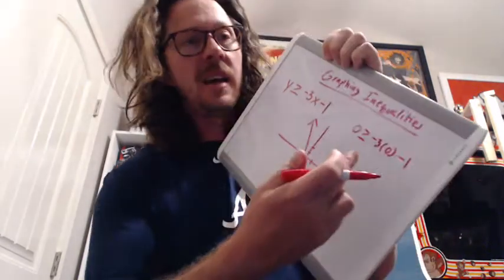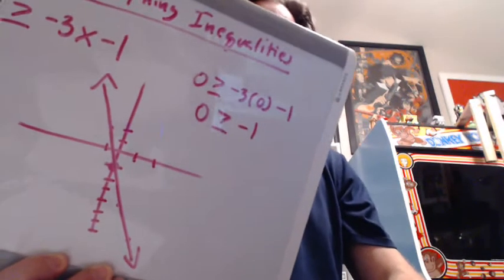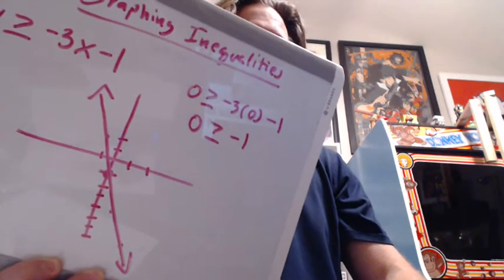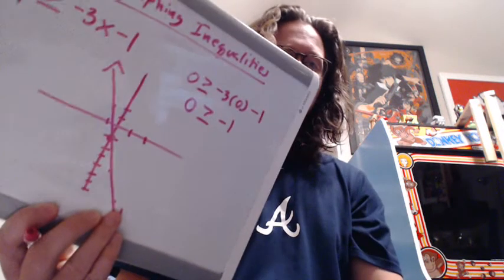Okay, so if I solve this, negative 3 times 0 is 0, 0 minus 1 is negative 1. And my statement says 0 is greater than or equal to negative 1. So I have one question for you. Is that a true statement or not? Okay, it is a true statement because 0 is greater than negative 1.